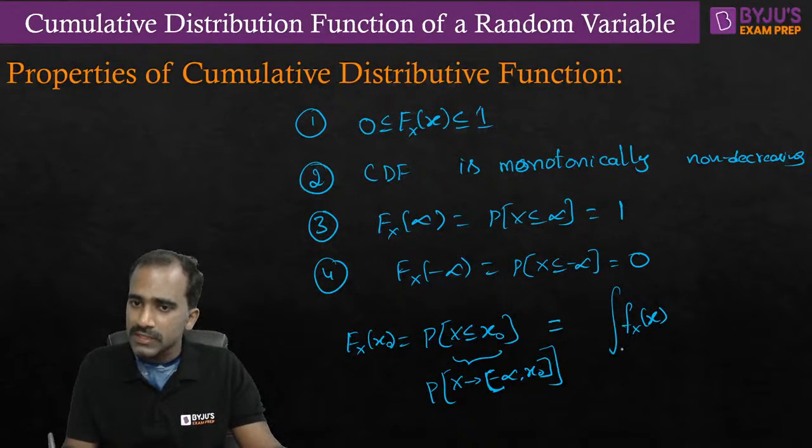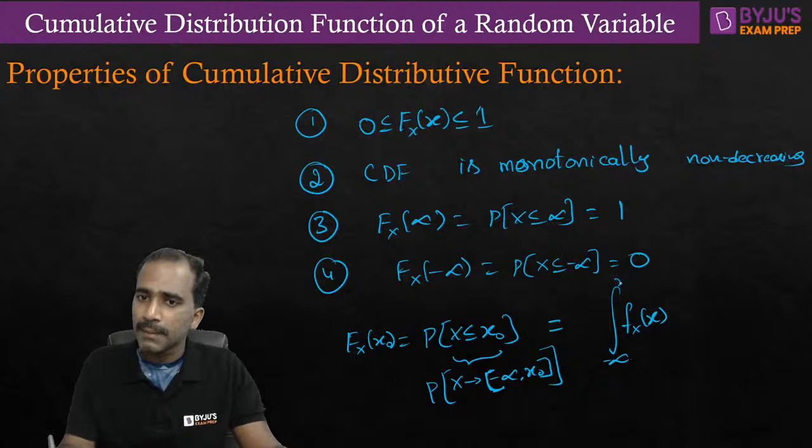Okay. So what is the lowest value of the random variable that you are interested in? That should be the lower limit. What is the highest value of the random variable that you are interested in? That should be the upper limit. That's it. We got it.